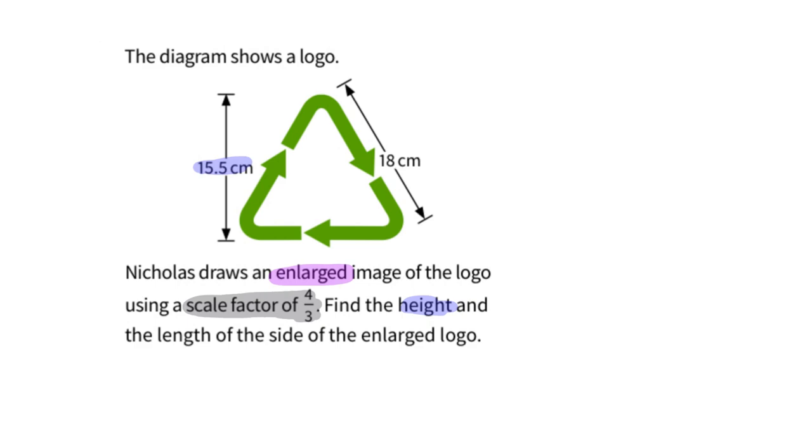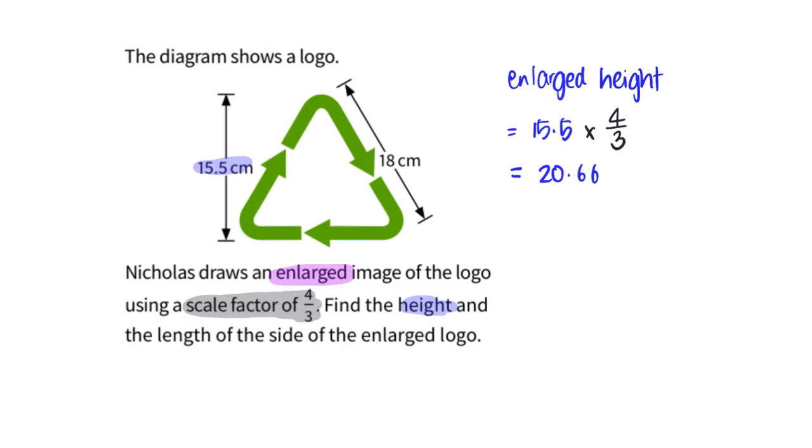So the enlarged height is simply 15.5, the original, and I just need to multiply by the scale factor. And this will give me 20.667, which to 3 significant figures is 20.7 cm.